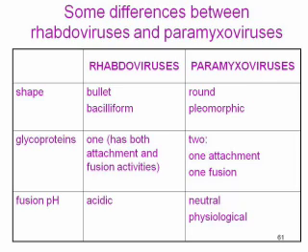Rhabdoviruses have one glycoprotein, which is the attachment protein, and once it gets into acid vesicles, it's also a fusion protein. These have two. One functions in attachment, one functions in fusion. And the fusion pH for the rhabdovirus is acidic, so it has to be taken up into the cell. Here it's neutral, so it just fuses directly with the plasma membrane.